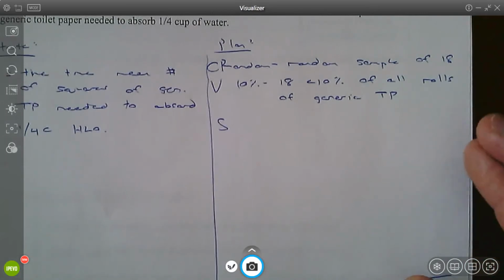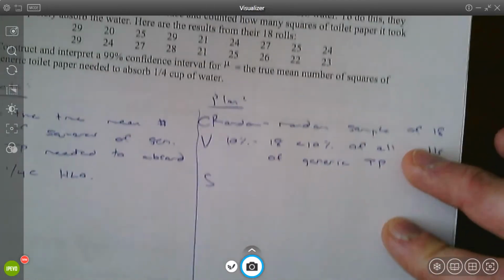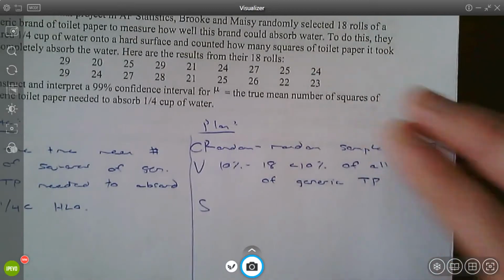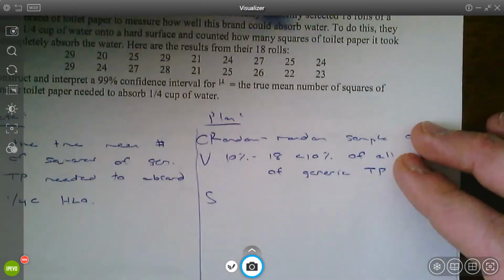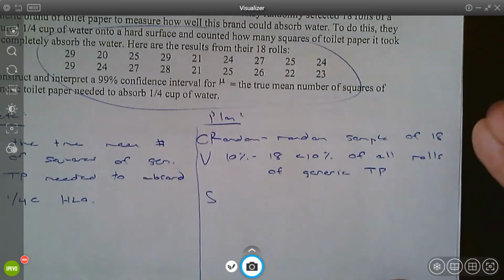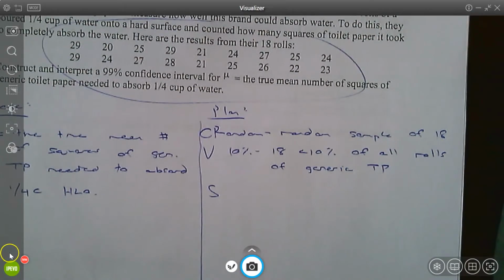The shape, we have to check the large sample or normal condition. Here's all we know. They haven't said anything about the population shape. 18 is not bigger than 30, so we're kind of at a standstill here. What you need to do is plug the data into a list in your calculator and do a box plot. So I'm just going to pause the video here while I do that.